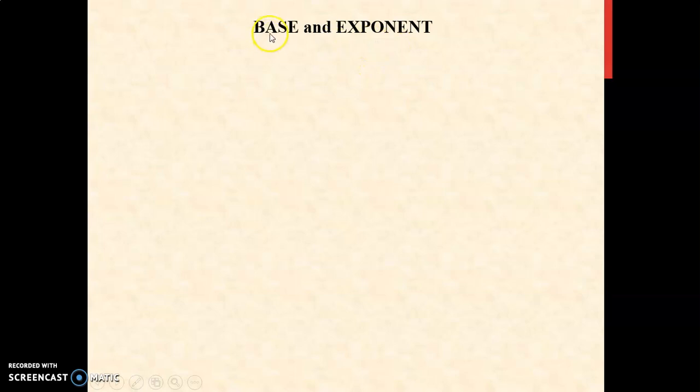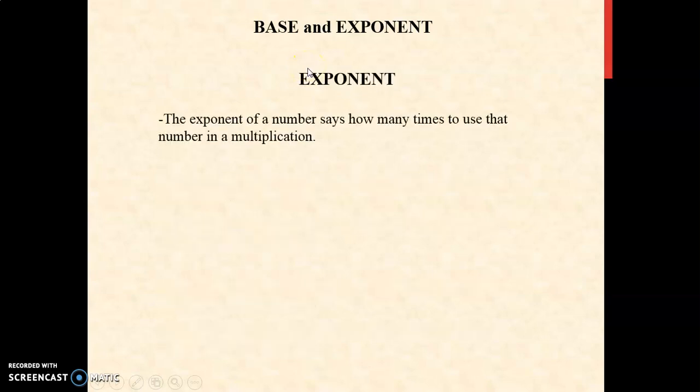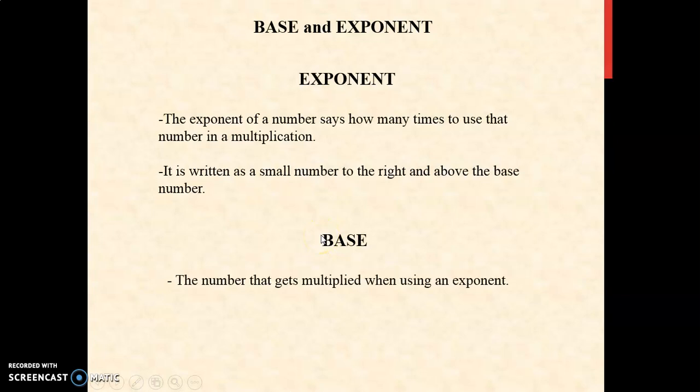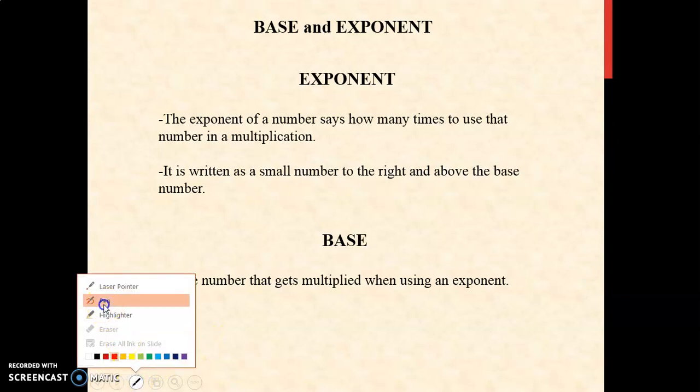So we need to first review the difference between a base and an exponent. What is an exponent? The exponent of a number says how many times to use that number in a multiplication. Or, it is a number written to the right and above the base. And what is a base? The number that gets multiplied when using an exponent. Okay, let us try to differentiate the two.